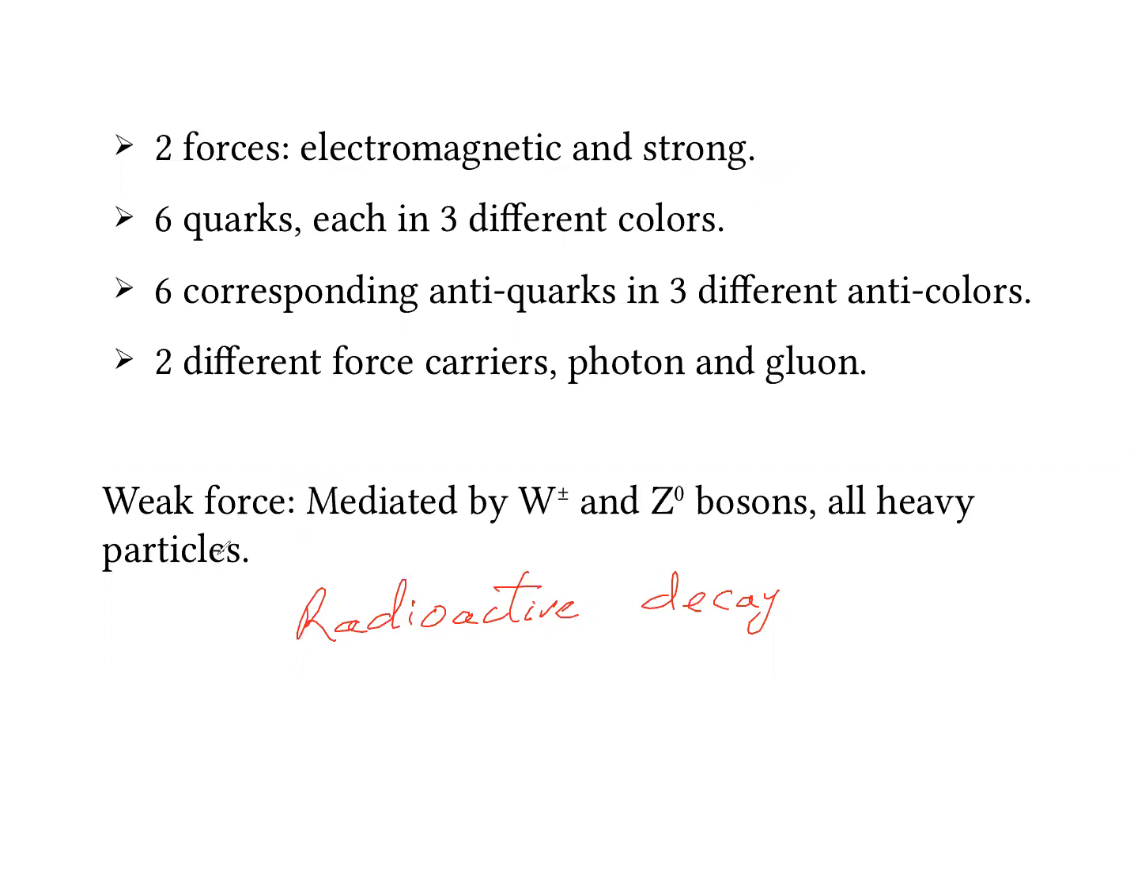We do not go into detail on the weak force. The carriers of the weak force are the W boson and the Z boson. The W boson has two types, one with plus and another with negative charge, and the other is neutral, which is called the Z boson. So W plus, W minus and Z zero. These are very, very heavy particles compared to the photons, gluons and the quarks.